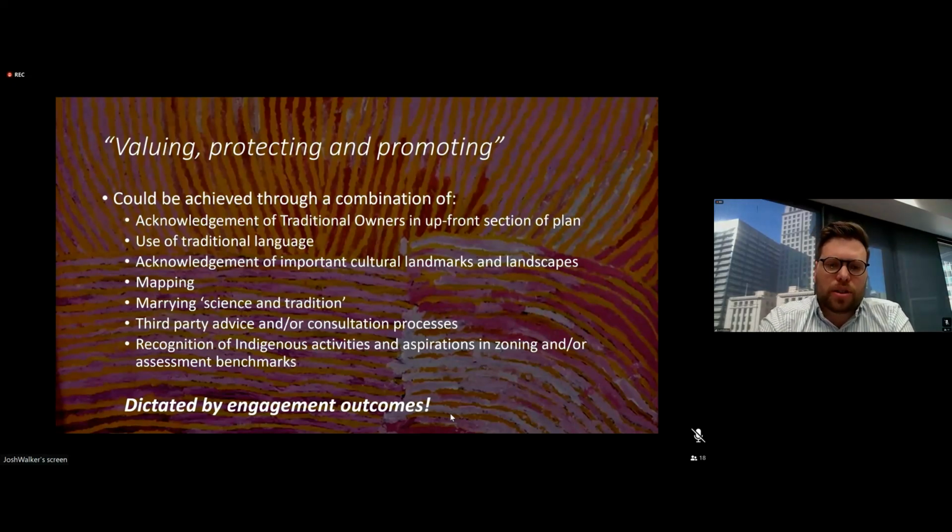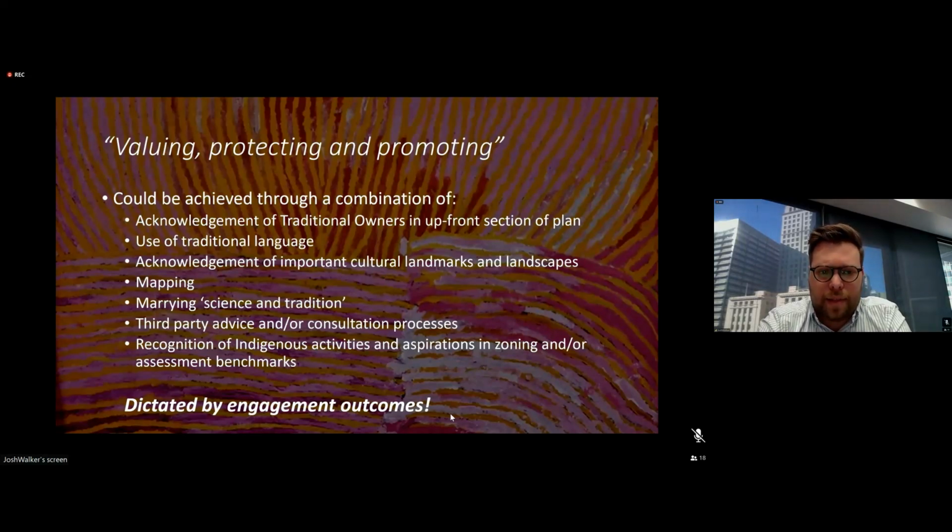There might be an acknowledgement of important cultural landmarks and landscapes, whether through mapping or through words in the strategic framework, in a code, in a zone code, something like that. There might also be an opportunity to identify a planning scheme policy, for argument's sake, that has a trigger for third-party advice or a consultation process where it's particularly important. But again, that needs to be thought through carefully because there are other unintended consequences that may come with that, and we'll talk about that a little bit later.